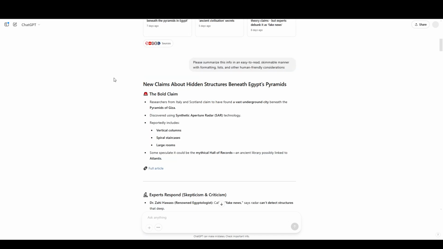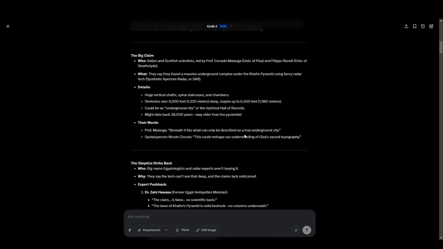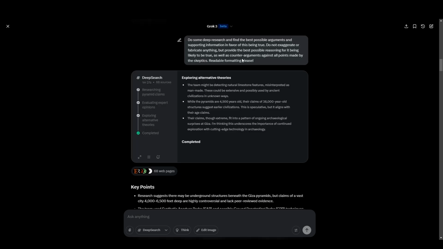And then because they both just gave me a bunch of raw text that was kind of thick and difficult to read, I asked them both, please summarize the info in an easy to read, skimmable manner with formatting, lists, and other human-friendly considerations. And they both did a good job of that, but ChatGPT's is much less detailed and much more kind of showy with these emojis, whereas Grok's is much more kind of utilitarian. It didn't use emoji, but it did include a lot more information, and specifically it included quotes, which is something I was looking for.